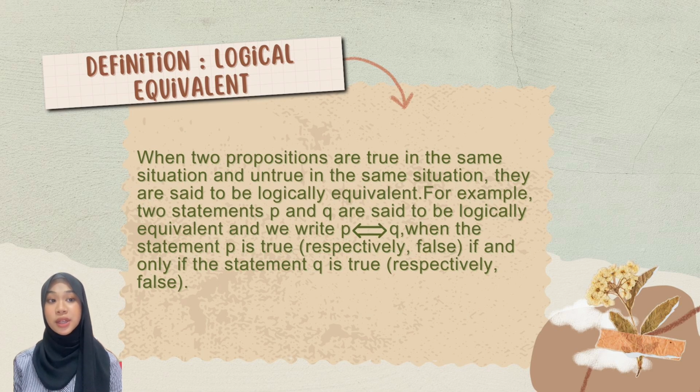When two propositions are true in the same situation and untrue in the same situation, they are said to be logically equivalent. For example, two statements P and Q are said to be logically equivalent, and we write P biconditional Q, when the statement P is true, respectively false, if and only if the statement Q is true, respectively false.